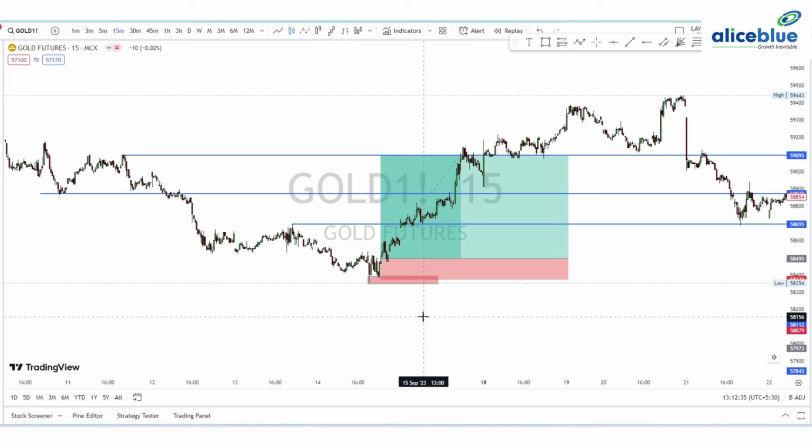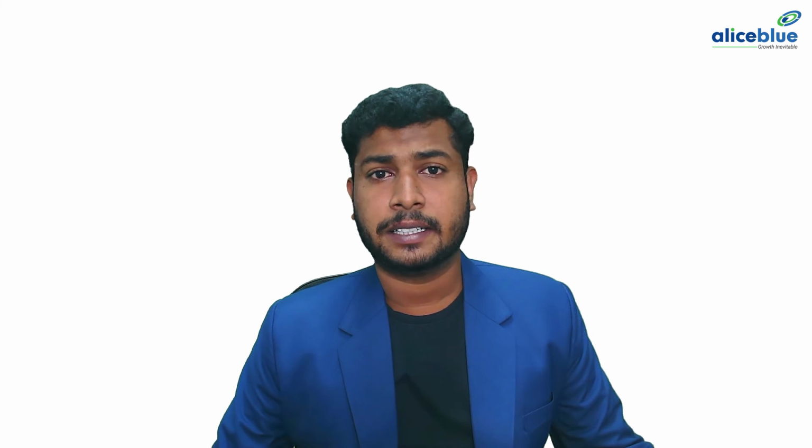So this is how we can use the 3 white soldiers candlestick pattern in our real chart. Hope you all understand the 3 white soldiers and the 3 black crows candlestick patterns, their price action and the execution methodology.